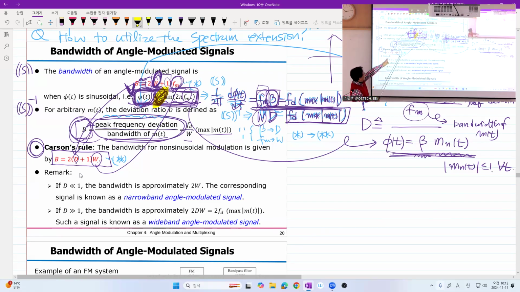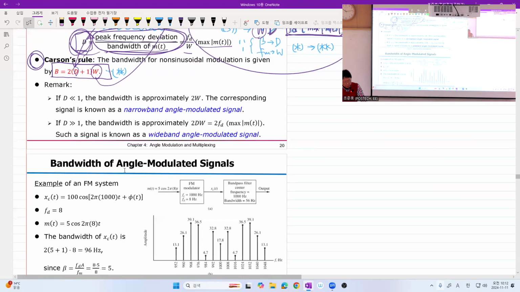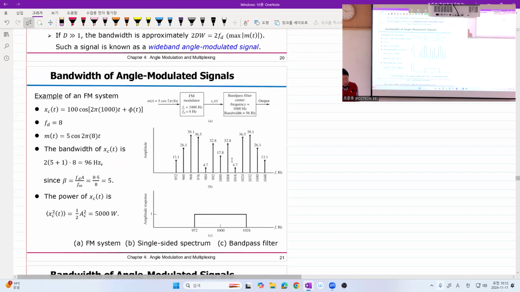But if D increases, you can no longer ignore this term. Now, at the point where you cannot ignore it, you have to call this signal a wideband angle modulated signal. Got it? Here goes an FM case. So again, your message is a single tone.